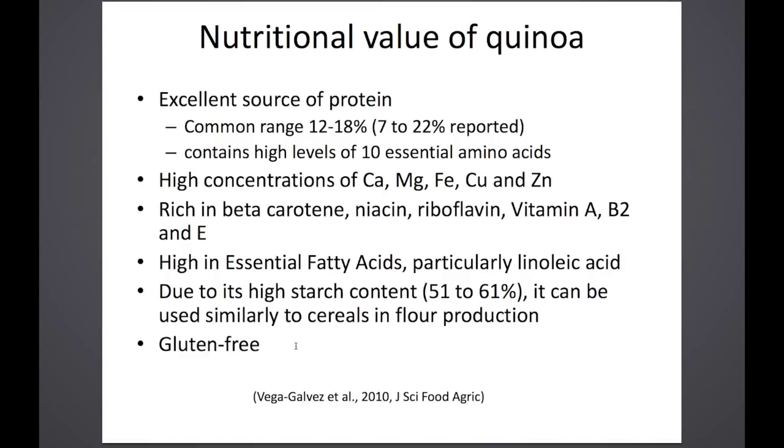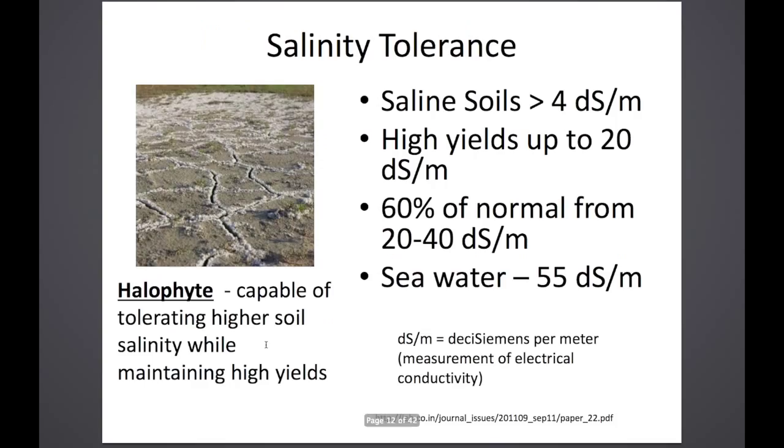I'll maybe discuss this a little bit, or if you have questions, we have a graduate student working on this now. It can be used very similarly to cereals and in flour production. And so we're also testing different varieties for how they are used in processing. We work with a food scientist who extrudes quinoa and different varieties to see how they work. And one of the interesting parts of quinoa is that it is gluten-free. So for people with celiac disease, it's an excellent alternative to wheat. And even for many people with just gluten allergies, this is a good option as well.